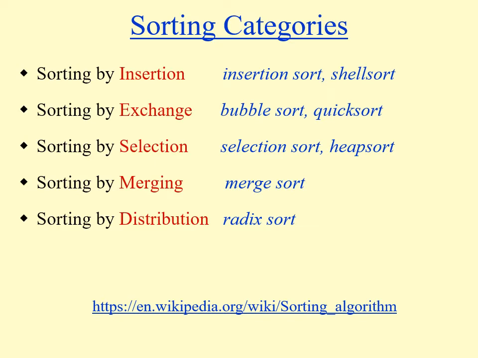And sorting by distribution: radix sort, which we learned before. So chapter 5 involves these sorting algorithms. For other sorting algorithms, you can click the link and find some other algorithms as well. Basically, sorting is a large group of algorithms, so you need to pay attention to this group and have a comprehensive understanding of different sorting algorithms.